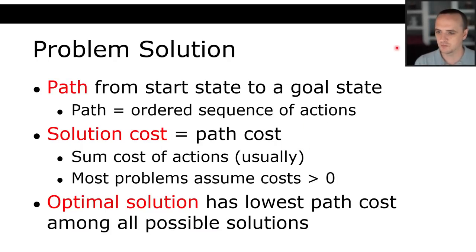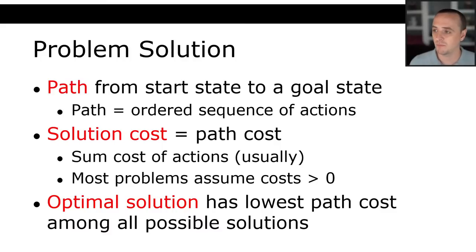And so the optimal solution is going to be the solution that has the lowest path cost among all possible solutions. So for example, if I'm navigating from St. John's to St. Anthony, there are many, many different paths that I could take.